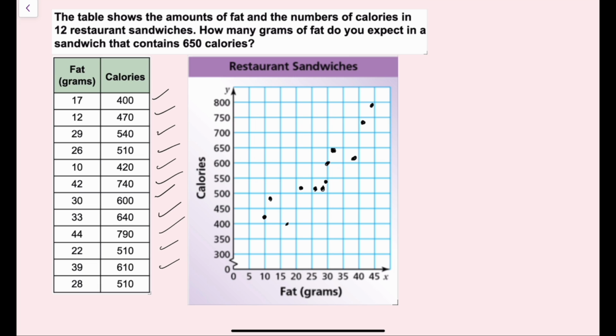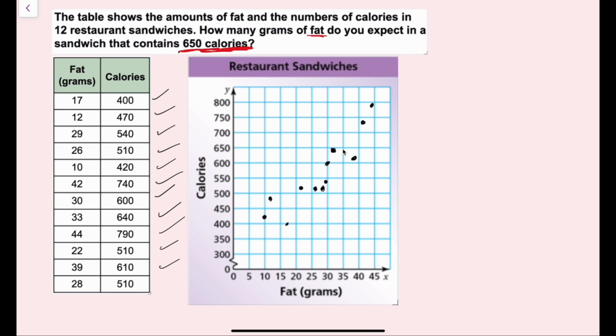So this scatter plot shows that my data is trending upwards. As my fat increases, my calories also increase. Okay? And if we look at what the question's asking, it's saying how many grams of fat do I expect for a sandwich that is 650 calories? Well, I can tell that my data is trending this way. So 650 calories is somewhere around here. So a good guess might be around 35.